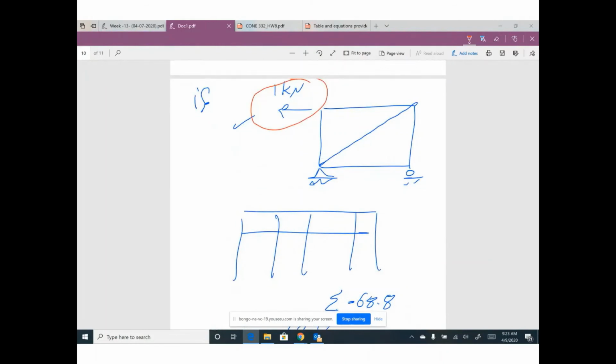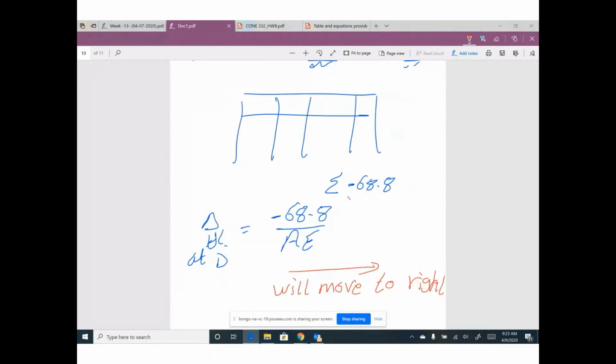So you can assume any direction. Pay attention. Any direction means to right or to left. Then, after you get your value, you can decide which direction is the correct direction. Then you can decide this point will move to right or to left.